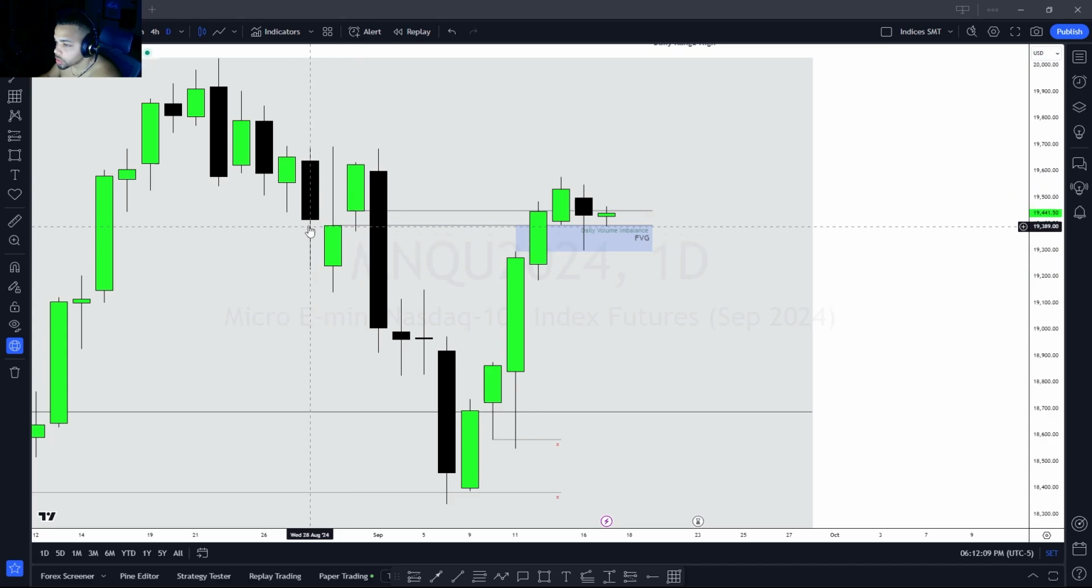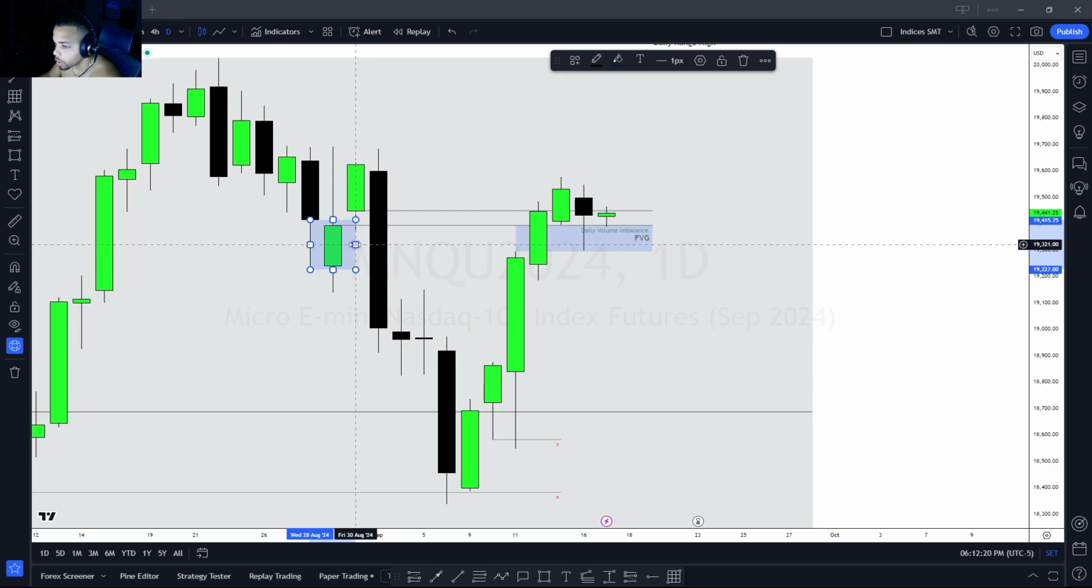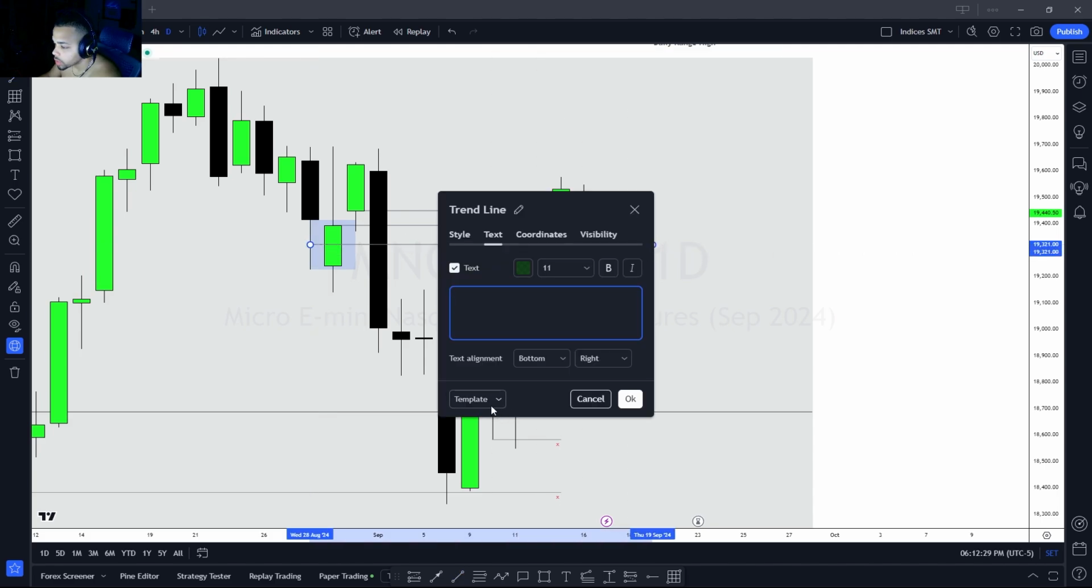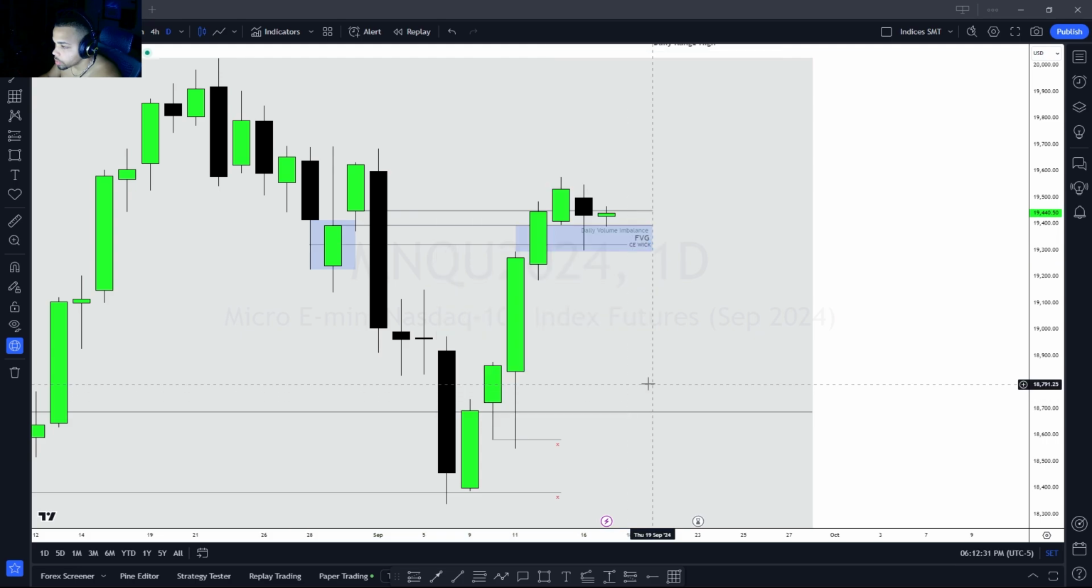I was also interested in seeing them go into the consequent encroachment of this wick right here. Remember that we are ICT students, so we cut through candles, and we don't try to limit ourselves to just recent price action, but we cut through these candles like so, and we go and put down that consequent encroachment, and then we get that. So this is what we get right now. Let me just put in this a lot closer.